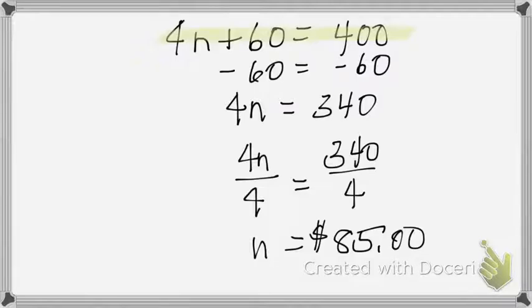Taking away the 60 because I need to isolate that 4n. I did that here, equals 340. Again, I want to know per night. I need to divide that 4n by 4 to get it down to 1n. And of course, I divide my 340 by 4 to keep the balance, and I end up with n equals $85.